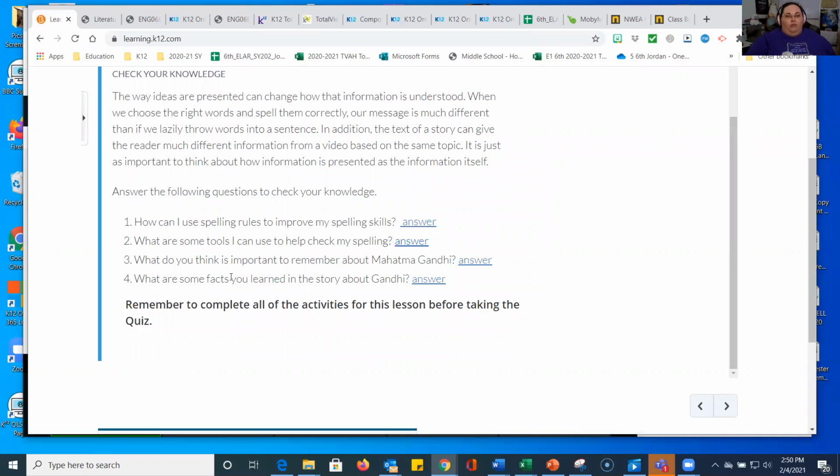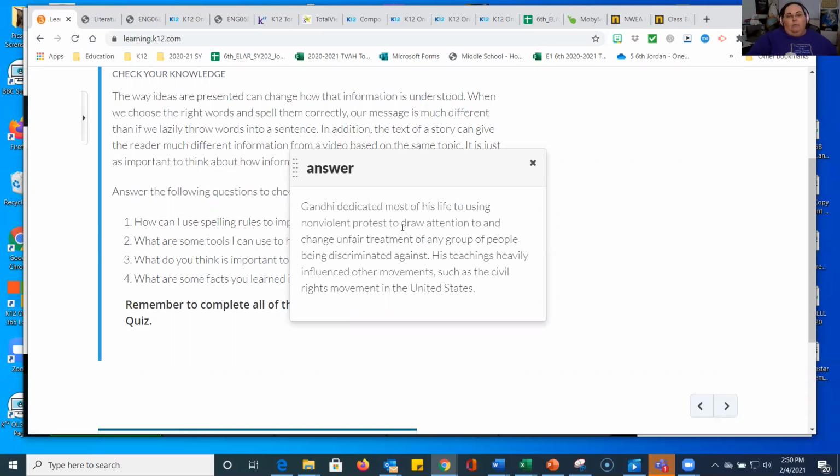Number 3, what do you think is important to remember about Mahatma Gandhi? Think of your answer. Gandhi dedicated most of his life to using nonviolent protest to draw attention to and change unfair treatment of any group of people being discriminated against. His teachings heavily influenced other movements, such as the civil rights movement in the United States.